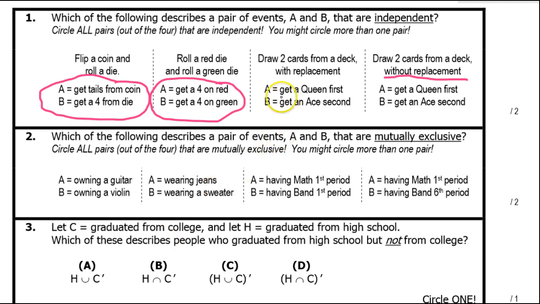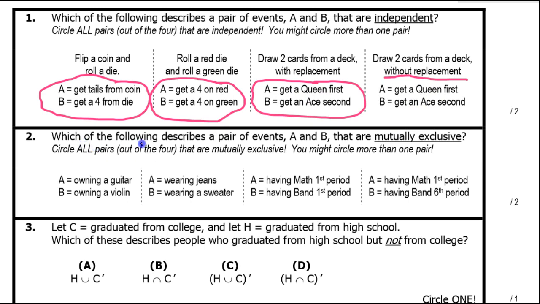On the other hand, as long as they say with replacement, you are still going to have independent events because you're putting the card back. So you're starting fresh, you're starting over. So that erases any effect that one event might have on the other. So these first 3 are all independent, but the last one is dependent.